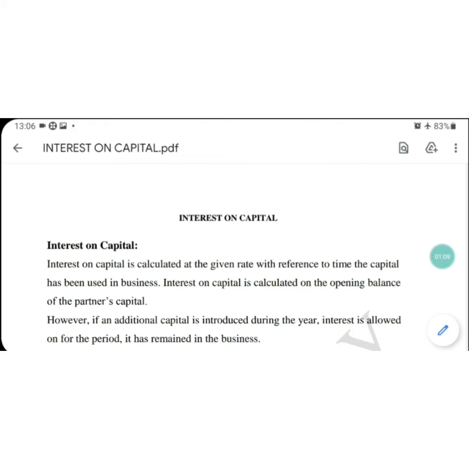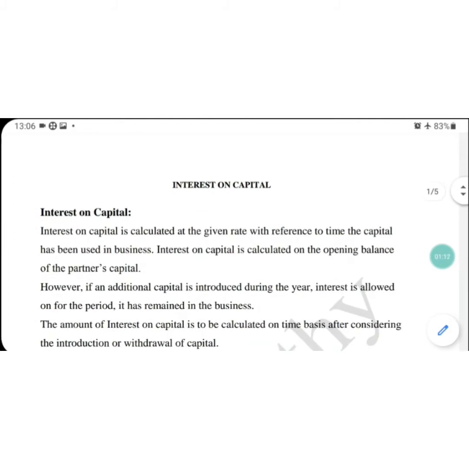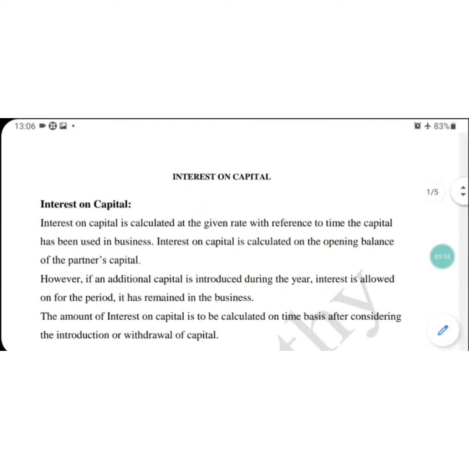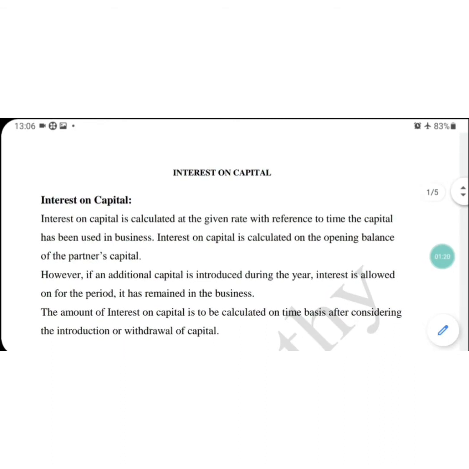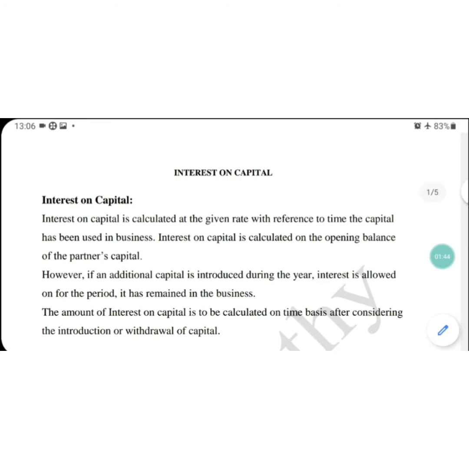First one, interest on capital. Interest on capital is calculated at the given rate with reference to the time the capital has been used in the business. Interest on capital is calculated on the opening balance of the partner's capital. Unless otherwise mentioned, interest on capital should always be calculated on the opening balance of the partner's capital. It is calculated according to the given rate. The rate may be 10%, 5%, 3%, or even 12%, etc., with reference to the time the capital has been used in the business.